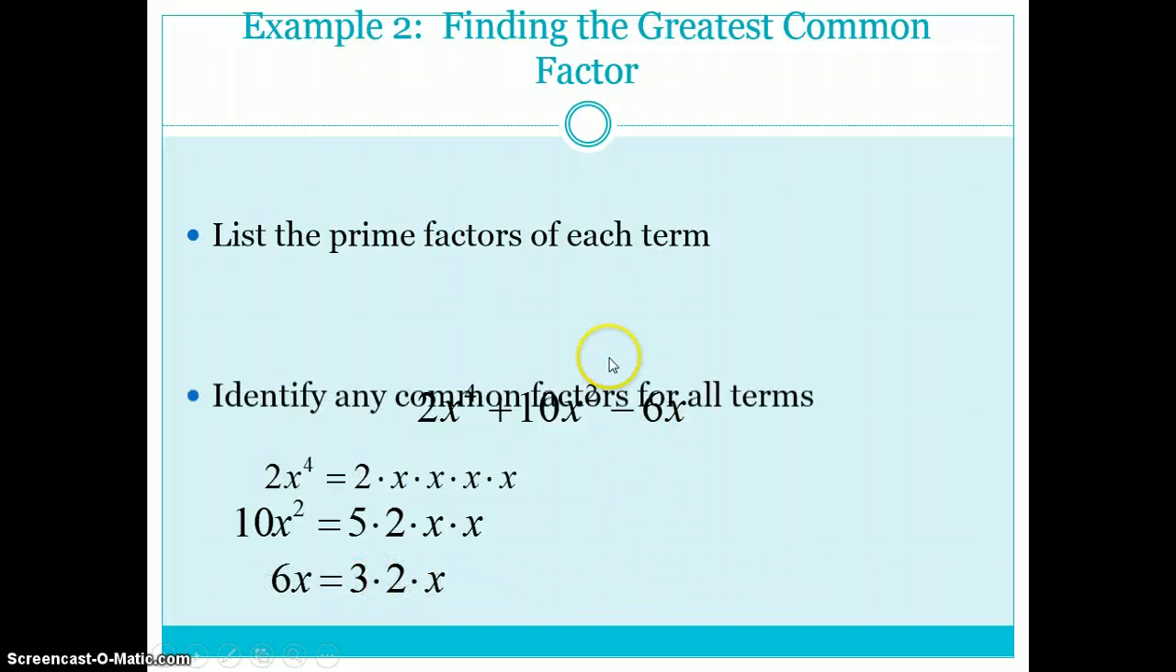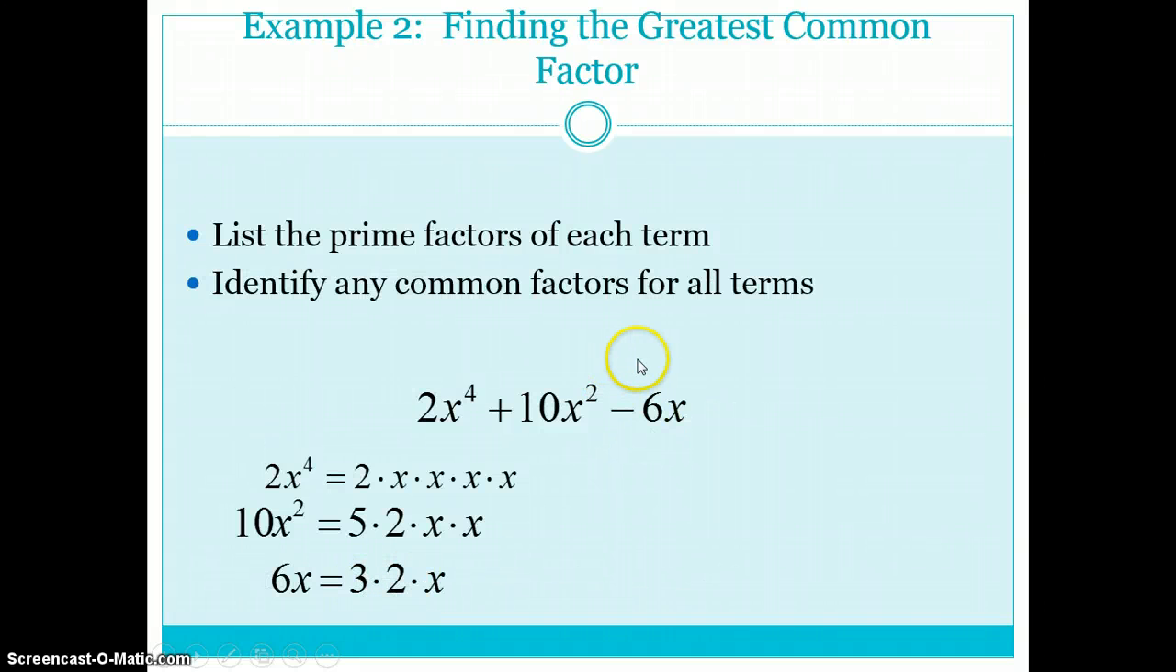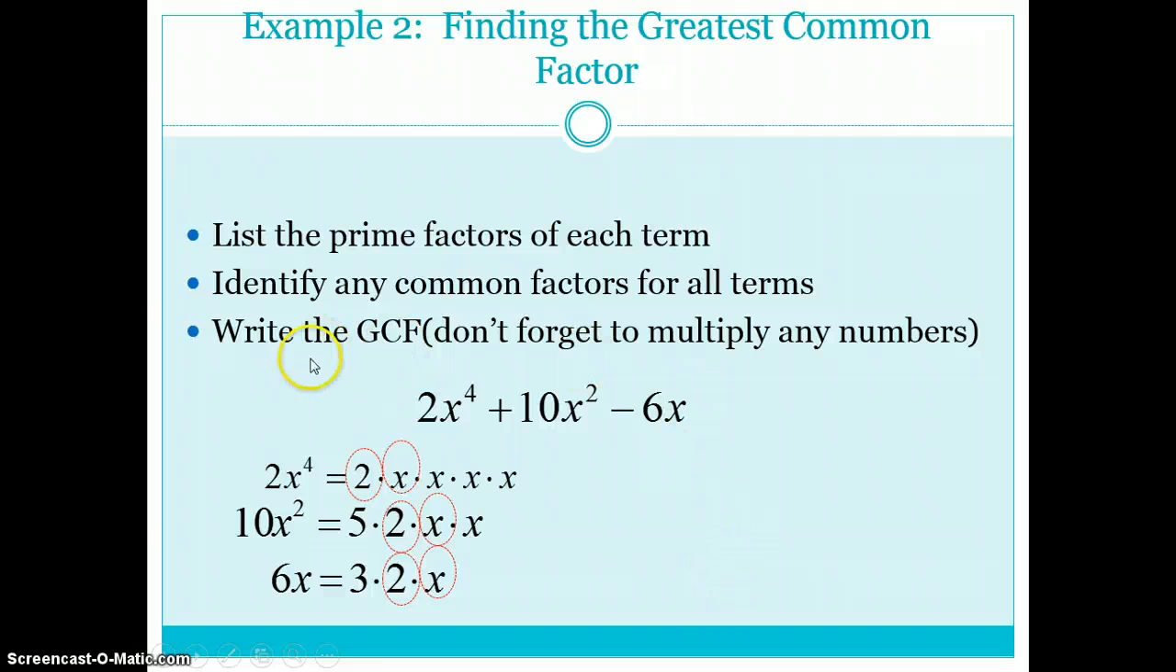So I'm going to circle any common factors for all the terms. All the terms have a 2, and all the terms have an x. Okay? That's all they have in common, nothing else. So I just look at these commonalities, 2 and x, and what is 2 times x? It's 2x, and that is the GCF, 2x.